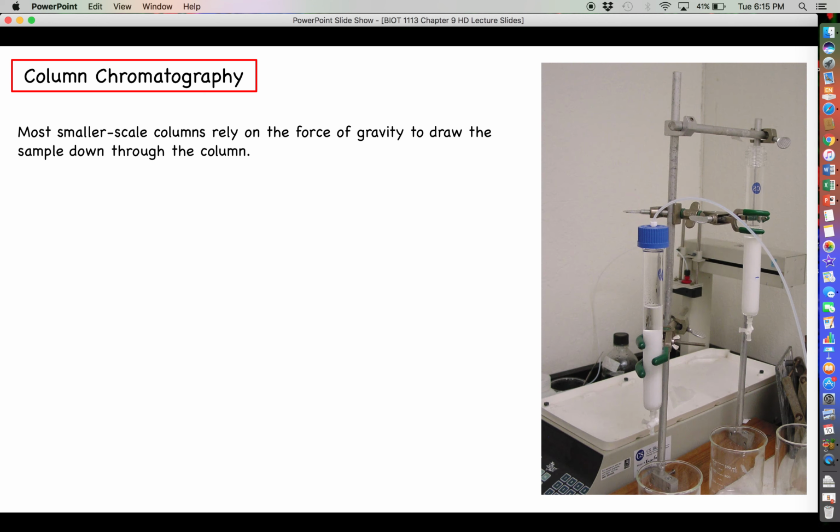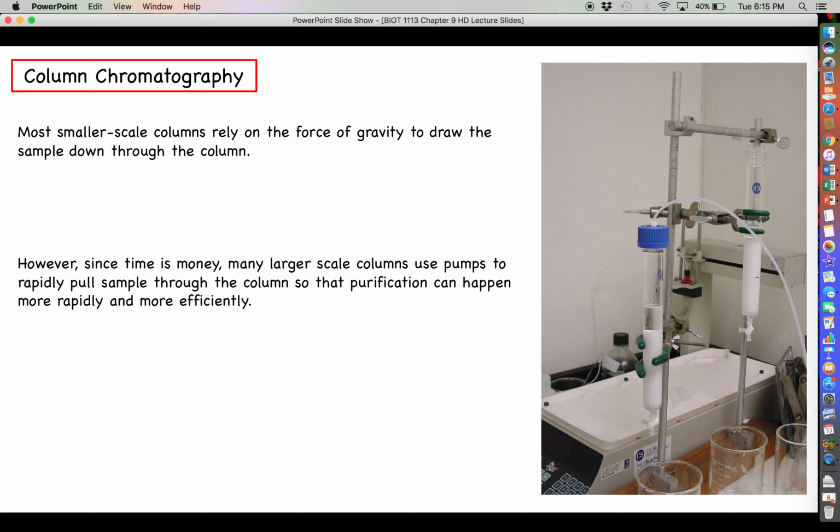So the column that you saw on the previous slide is pretty simple. It's the most common and most simple type of column you can get, and it's relatively slow in terms of getting it to work, and that's because it relies on the force of gravity to draw the sample down through the column, so it's not working exactly very quickly. The column that you're looking at in this picture here uses a pressure pump to pull the sample down through the column. So this can be very useful because, again, biotechnology is a business and time is money. So you don't necessarily want to wait on gravity to get the job done when you can use a pneumatic pressure pump to pull the sample down and get things to happen much more quickly.